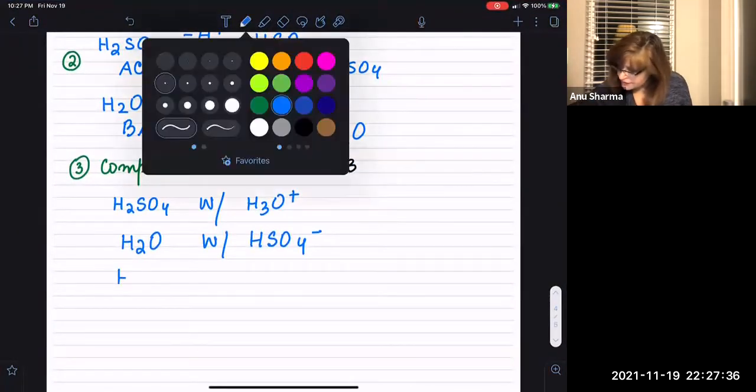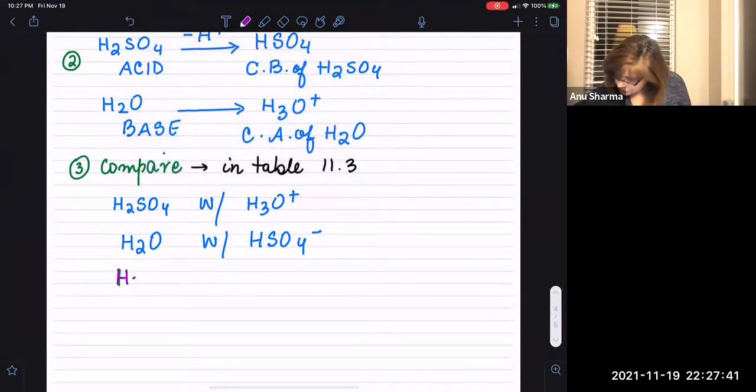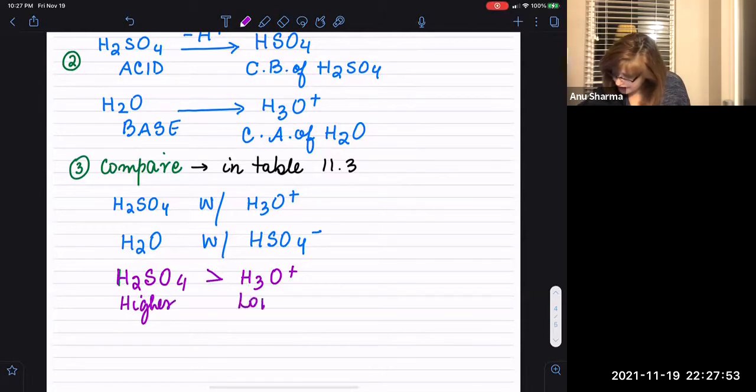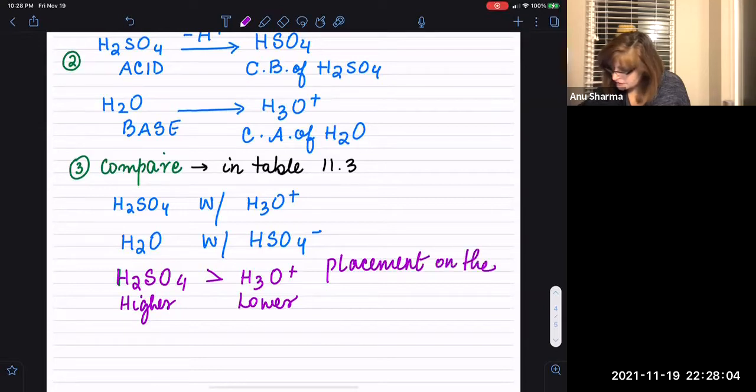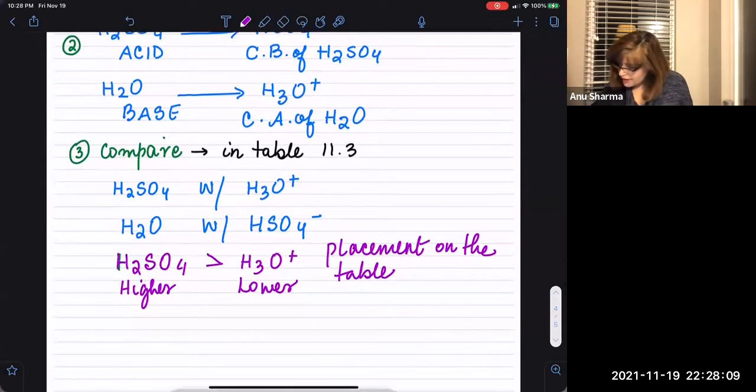So let's put this in a different color. H2SO4 is higher than H3O. So this is higher, this is lower in comparison. So therefore, placement on the table.